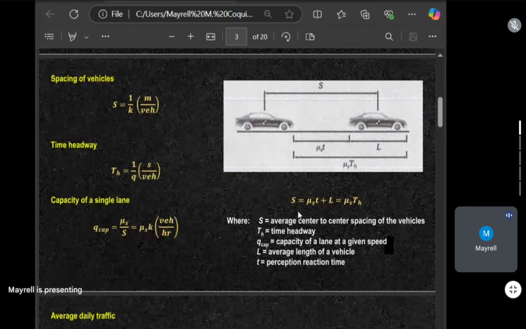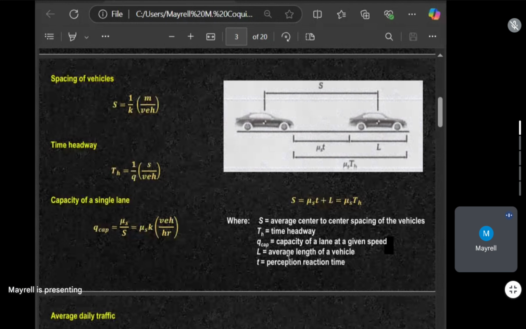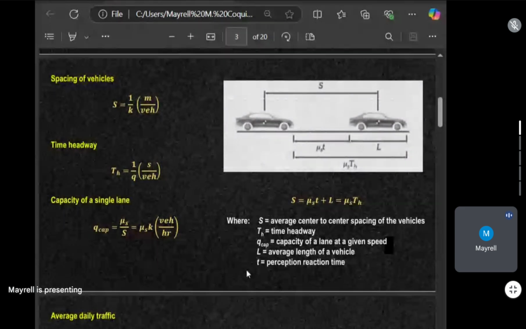So we also have S equal to mu s times T plus L, or equal to mu s times TH. So S is the average center to center spacing of the vehicles. TH is the time headway. Q cap is the capacity of a lane at a given speed. L is the average length of a vehicle. And T is the perception reaction time.